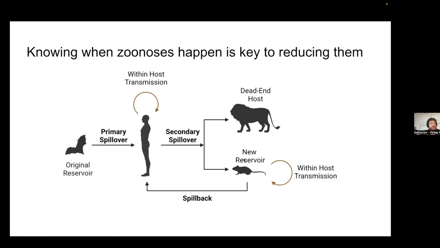It infects a new creature. And then we see signs of within host transmission and the establishment of a new reservoir. And this is a nasty problem because it can spill back into humans. So knowing when these zoonotic events are occurring helps us identify, knowing where and when, as the next step we're going to talk about, might help us identify interventions that might help reduce these from occurring.